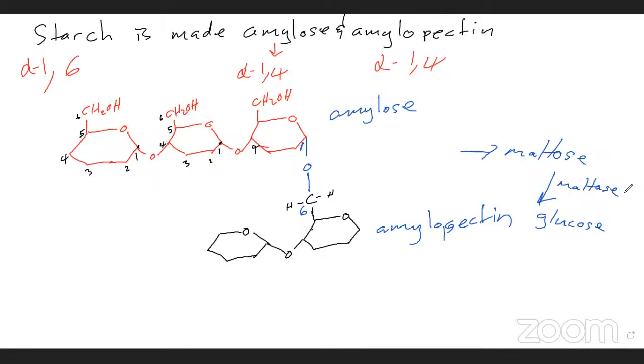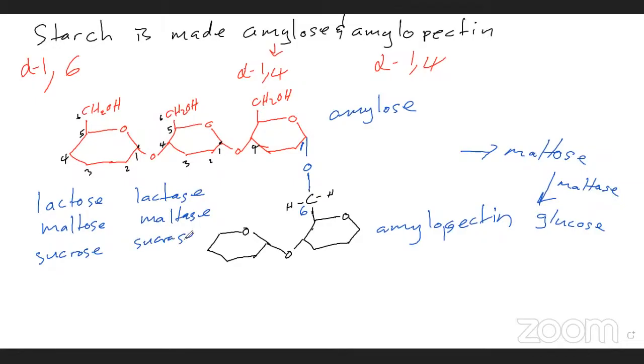So with the sugars and the enzymes, the sugar ending is -ose and the enzyme ending is -ase. Sucrose, all right, so lactose, the enzyme is lactase. Maltose, maltase. Sucrose, sucrase. Right, so when it comes to the sugar and the enzyme, it is just the O and the A.